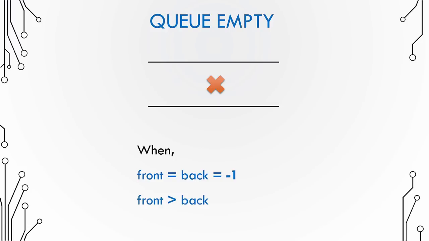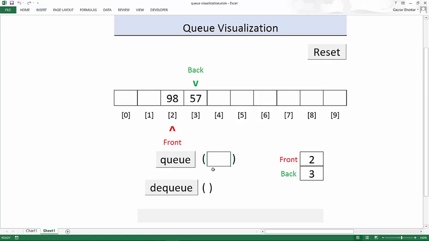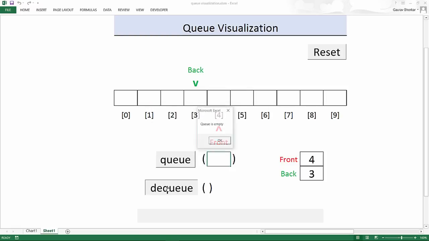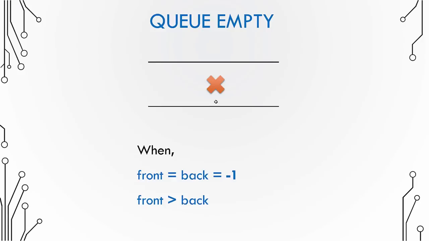Now let us visualize this. So now we have just 2 elements in the queue. Let us dequeue all of them. At this point, there is only one element in the queue. So now if I dequeue this element, it will first remove the value, and as expected, it will then increment the front pointer, right? At this point of time, there is nothing in the queue. That is why it says that the queue is empty and you should either reset it or enqueue more elements. Now if I press dequeue again, it will say that the queue is empty. So those were the two conditions for a queue being empty.